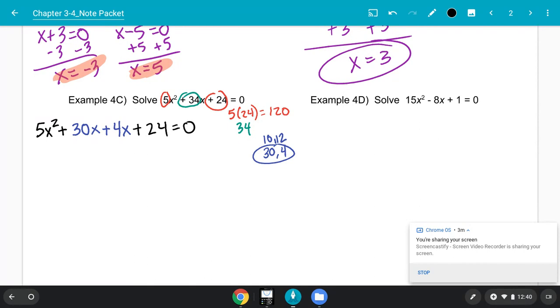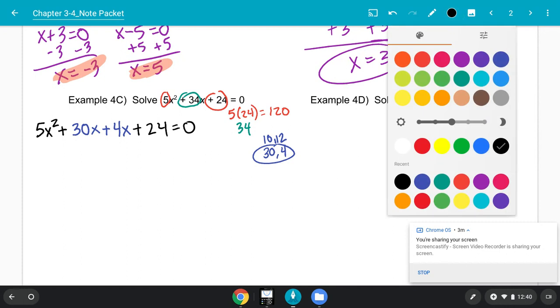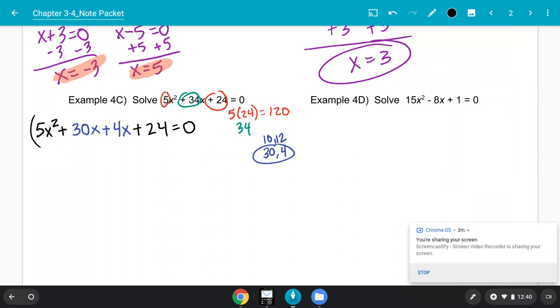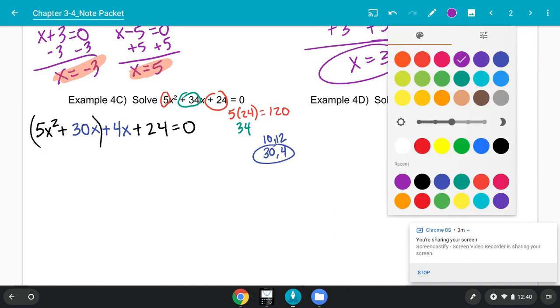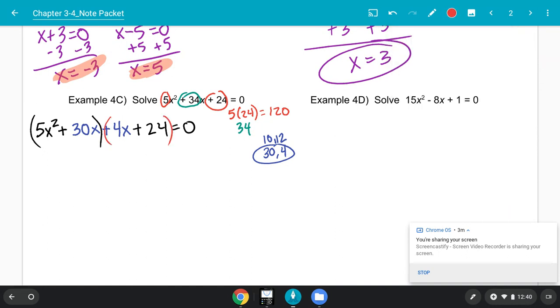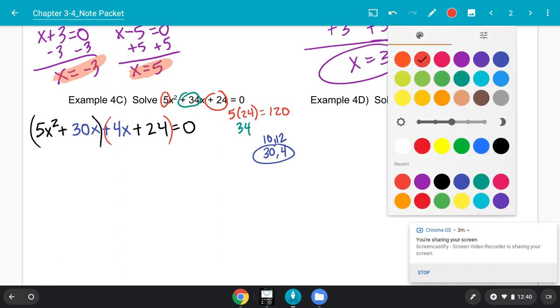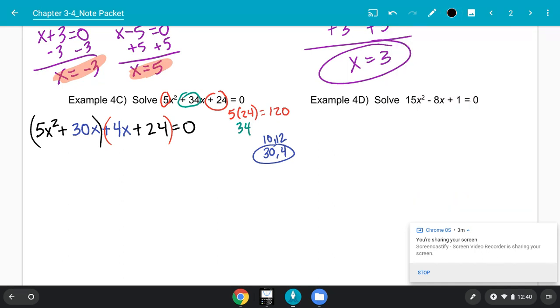Now we have to do something called factor by grouping. Basically just look at the first two chunks, and then the second two chunks, and pull out what we can that's in common. So in the first two terms, 5x² and 30x, both of those are divisible by 5 and by an x. So you can take out a 5 from both this and this, and you can take an x from this and this.